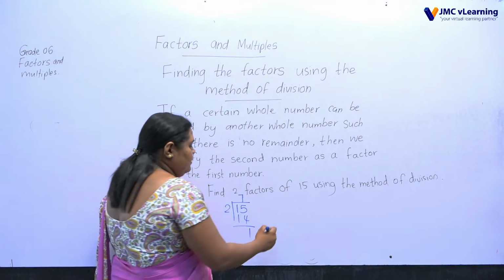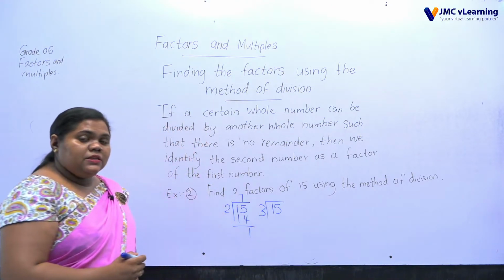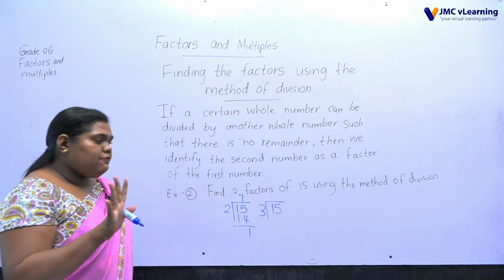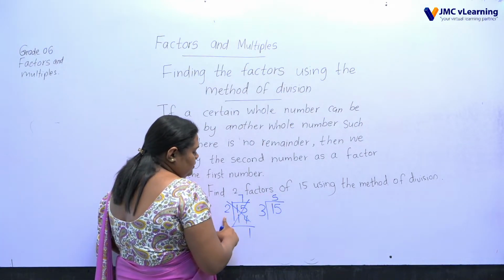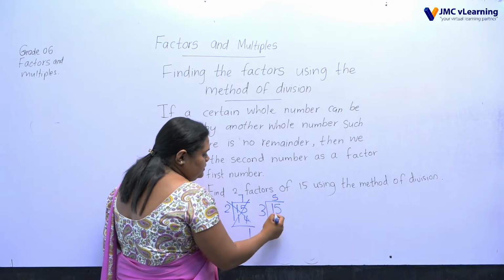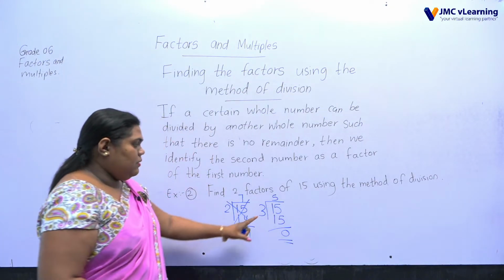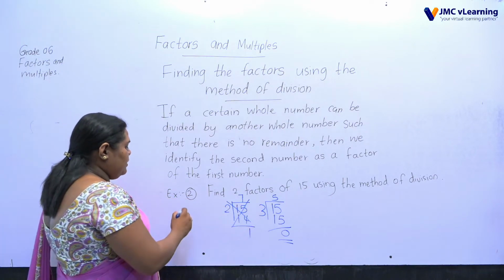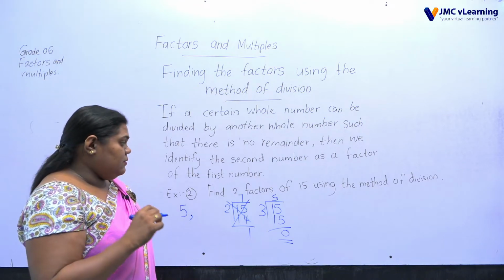Okay. After that we can divide this 15 by 3. How many 3's in 15? 5. So 5 times 3, 15. 15 subtract 15, 0. So we can take 5 as a factor of 15. We need to find another one.